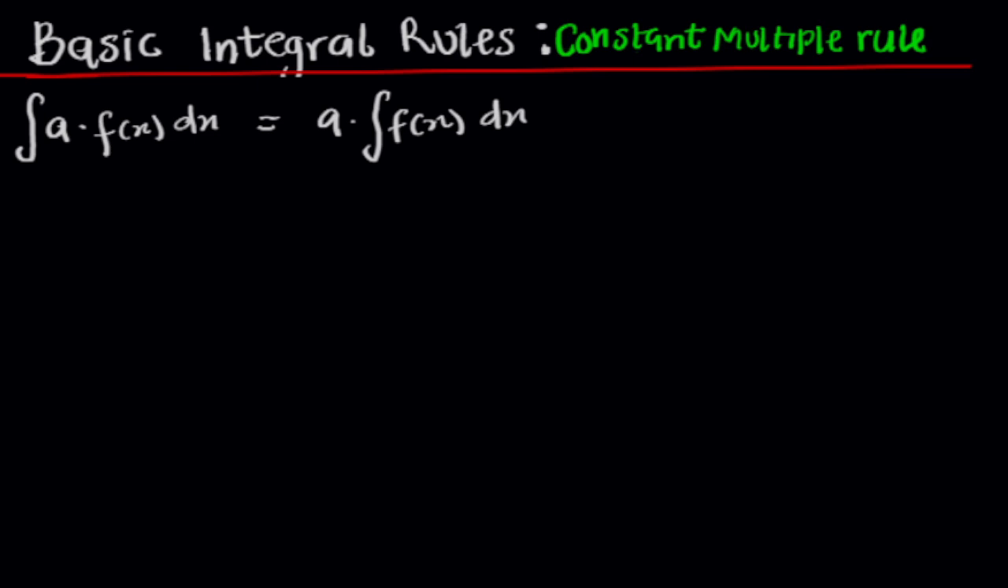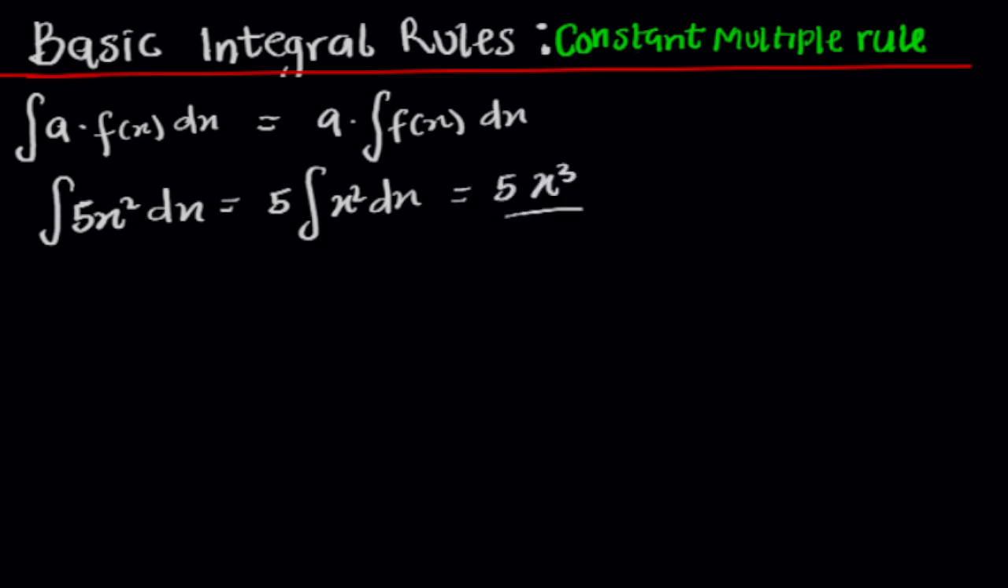Now the first question I'm having is the integral of 5x squared dx. It's very simple. This a is a constant, and this 5 that you are seeing here is also a constant. So this is the same thing as writing 5 times the integral of x squared dx. Then we're going to have 5 x power 3 divided by 3 plus c. It's very simple, just like the ones that we've been solving. So this is actually a question under the constant multiple rule.